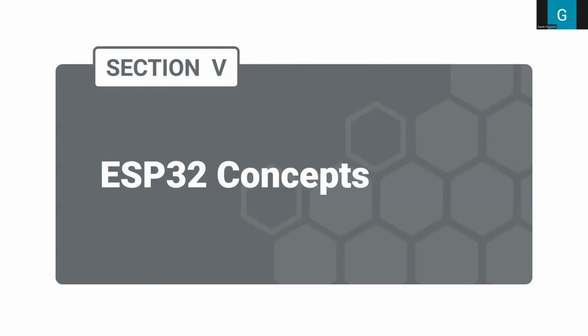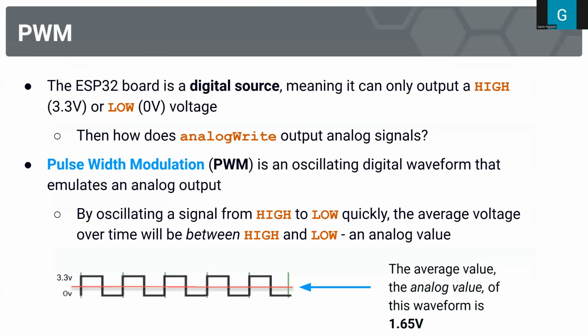So besides the servo in Project 4, there are a couple of other ESP32 concepts that you might want to be aware of. The first one is going to be PWM, which we've kind of revealed a bit in Project 3, but want to go over again. So on the ESP32, the board is only a digital source, which means that it can only output either a high or low voltage. This is going to be between 3.3 or just 0 volts.